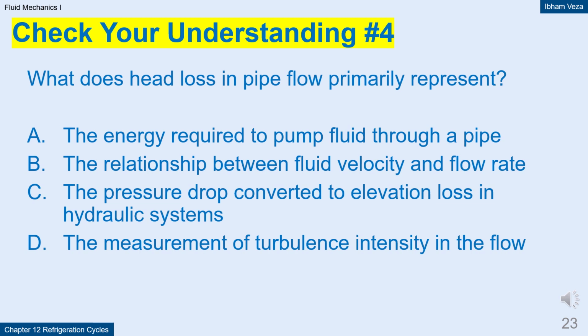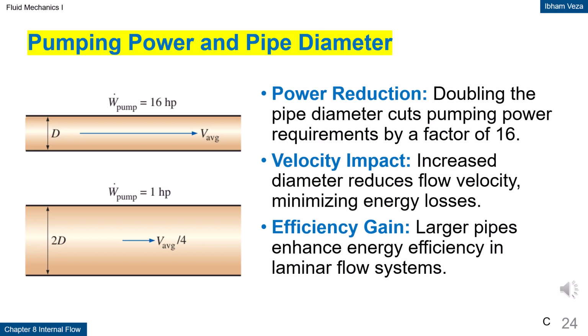Explanation. A is incorrect because head loss does not directly represent the energy required to pump fluid, though it influences it. B is incorrect because head loss is not related to the relationship between velocity and flow rate, but to energy losses due to friction. D is incorrect because head loss does not measure turbulence intensity, but rather the loss of energy in the flow system.